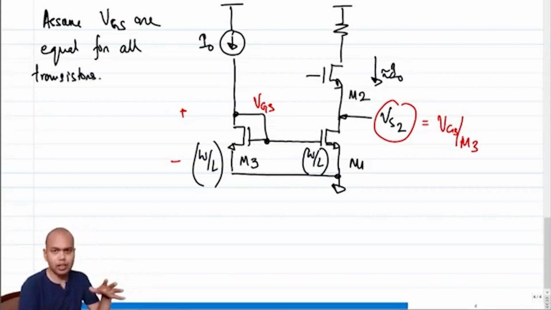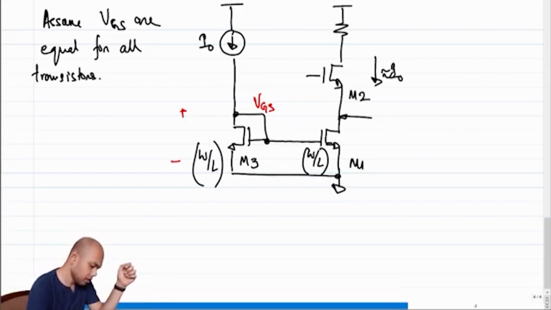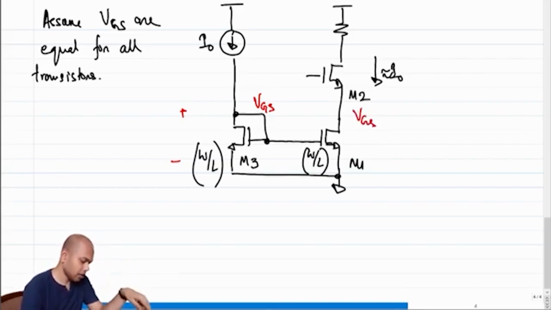Right? This is just to make our explanation convenient. It need not be identical, right? So let's assume they are identical for the time being, so that I don't have to write a subscript all the time. So this we expect to be VGS.